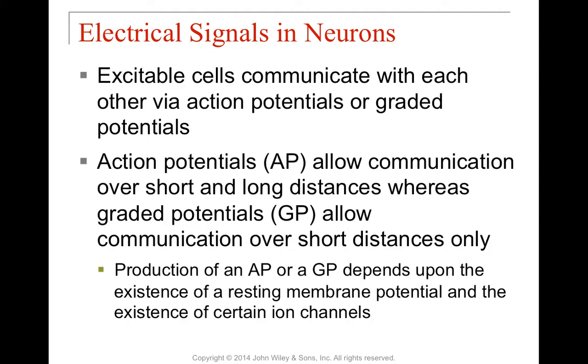All right, so how do neurons communicate with one another? We touched on this a little bit when we talked about muscles, but I'm going to get a little bit more into detail today. Basically, it all comes down to electrical excitability via something called an action potential or a graded potential. Action potentials allow communication over both short and long distances, whereas graded potentials are only for short distances.